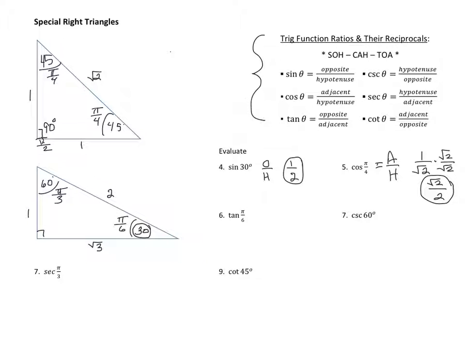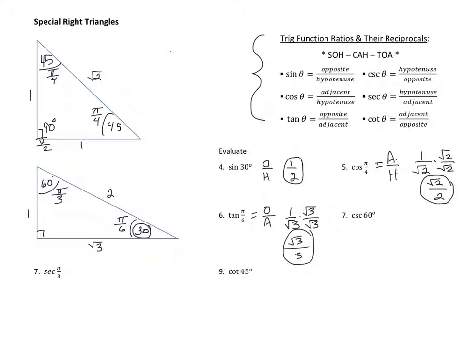Okay, let's look at number 6. Tangent of pi over 6. Let's come over to this second triangle and find pi over 6, which is 30 degrees again. We know that tangent is opposite over adjacent. So looking at this triangle, the opposite side would be 1, and the adjacent would be square root of 3. Okay, here's another example where we need to rationalize our denominator. So always when we rationalize, just multiply by the same square root. We get square root of 3 and then over 3. And there's our answer.